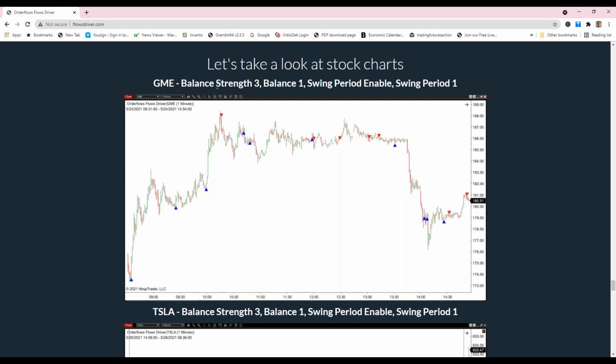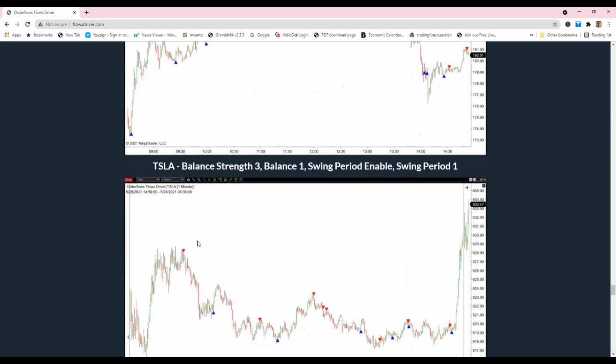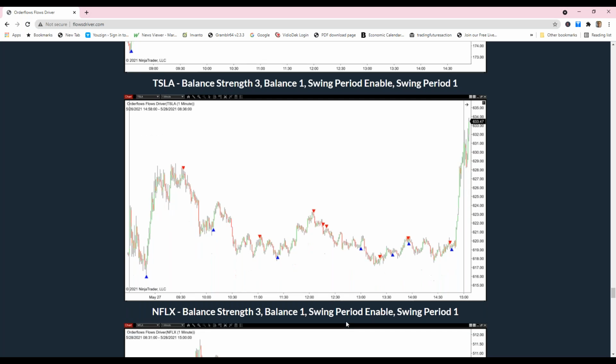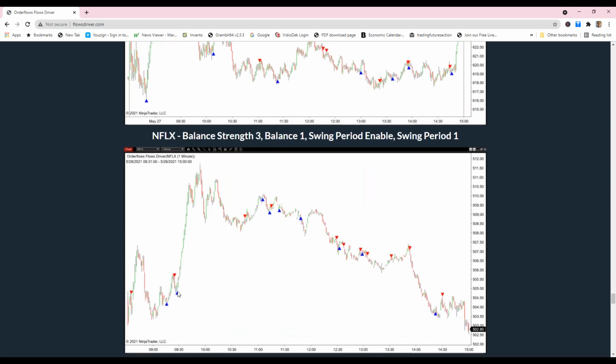But balance strength, balance, swing period is enabled, swing period set to 1. Okay, this is GME. This is Tesla, right? The other day we had this nice move up, 27th, this nice move up late, right? You had some nice moves down, okay, but those are those nice big parabolic moves you want to catch. Same settings, Netflix, right? Right before that big parabolic move up, the signs were there in the order flow.